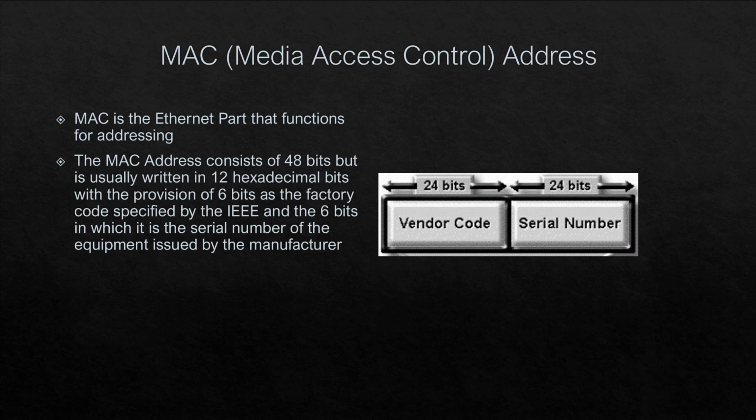And then the media access control address. MAC is the Ethernet part that functions for addressing. The MAC address consists of 48 bits but is usually written in 12 hexadecimal digits, with the provision of 6 digits as the factory code specified by the IEEE and the other 6 digits as the serial number of the equipment issued by the manufacturer.